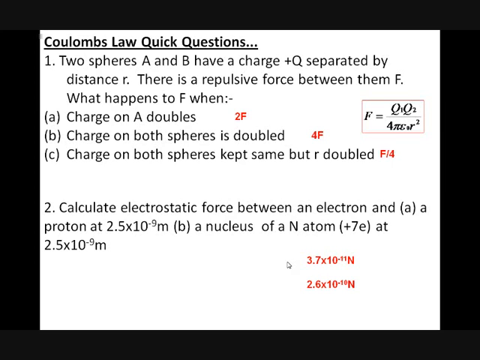And the second part of this question, the electrostatic force between an electron and a nucleus of a nitrogen atom, which has a charge of plus 7, again doing exactly the same. This time your two charges are minus 1.6 times 10 to the minus 19, and 7 times 1.6 times 10 to the minus 19, and you've got your distance there, 2.5 times 10 to the minus 9, and you get a slightly bigger force. In both cases it's a positive and a negative, so these forces will be attractive.